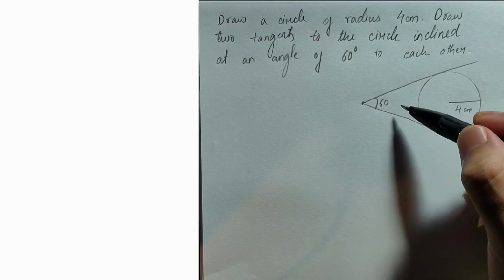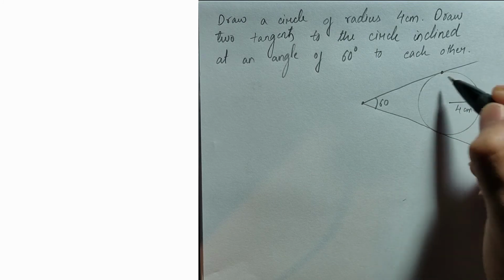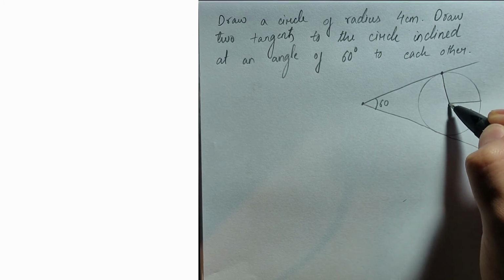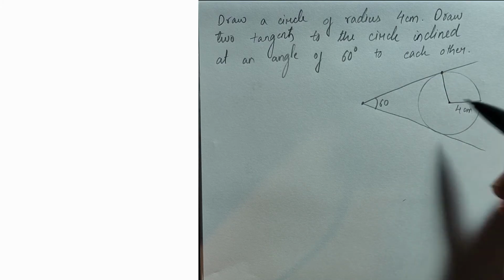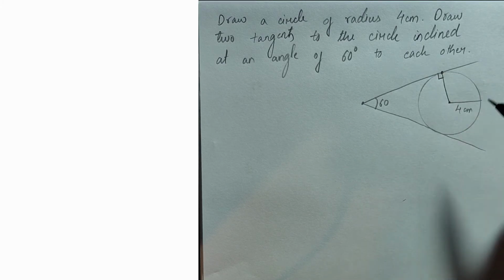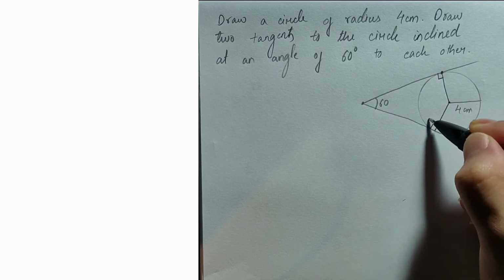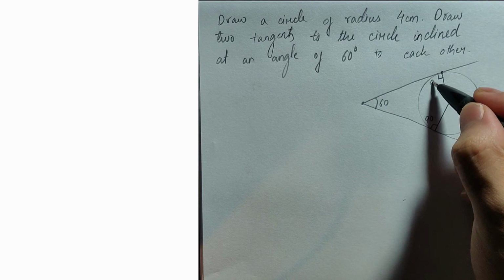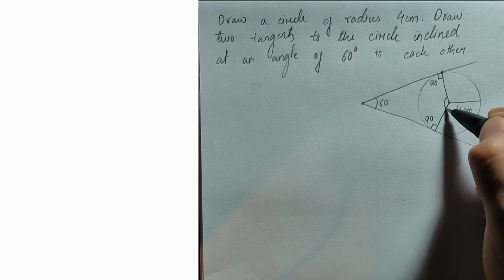Now before we do this question, we need to know some properties. The properties are, if this point and this point is joined, that is the point at which the tangent is touching the circle and the center is joined, then this is 90 degrees. Similarly, if you draw this side, this is also 90 degrees. Okay, so this is 90, this is 90, this is 60, so we'll have to find out this one.